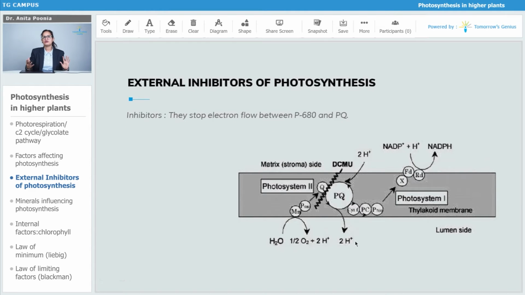Now, some more inhibitors. What exactly happens in photosystem 2 is that they stop the electron flow between photosystem 680 and the plastoquinone, PQ. And that is an important step, and if that's blocked, then of course photosynthesis is not going to take place.